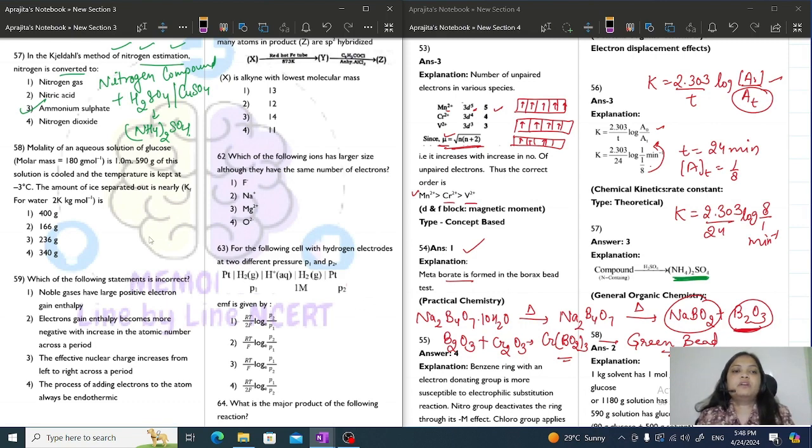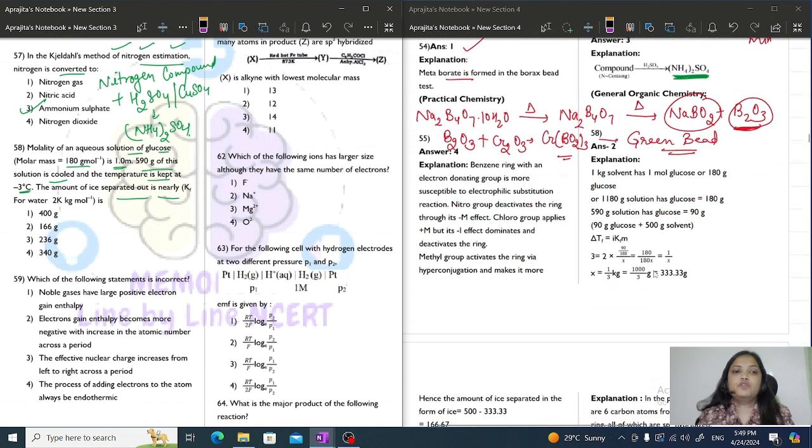Now question number 58. The molality of an aqueous solution of glucose, whose molar mass is given, is 1 molar. 590 grams of this solution is cooled and the temperature is kept at minus 3 degrees. So when the solution is cooled, the temperature is kept at minus 3. We need to find out the amount of ice separated at this temperature. So first of all, we have been given the molality, which is 1 molar.